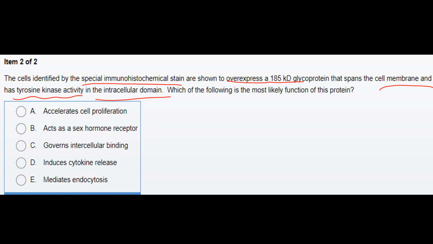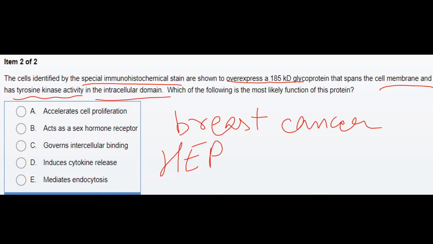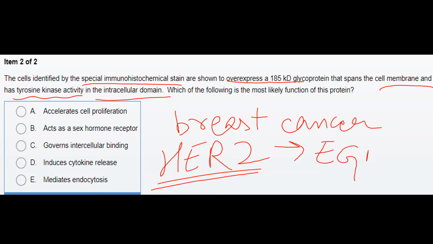Earlier, from the first part of this question, we get to know that the patient is actually suffering from breast cancer. And now in this question, it is saying that the cells are having the tyrosine kinase activity in the intracellular domain. This actually indicates the expression of the HER2 gene, which is responsible for encoding epidermal growth factor receptor with tyrosine kinase activity in the intracellular domain.